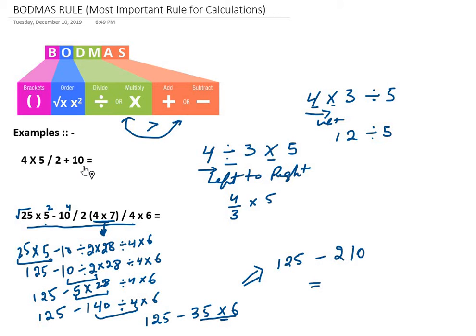So 125 minus 210 comes out to be minus 85, right? So that's the answer to the given problem. So we have to follow the BODMAS rule to arrive at this answer. Otherwise it can end up anything, right? If you perform one wrong operation, the answer will be wrong, right?